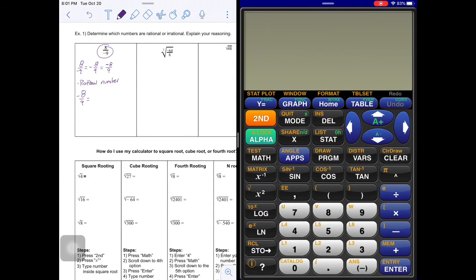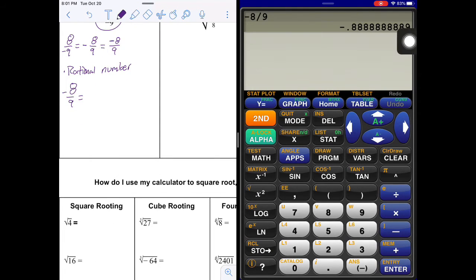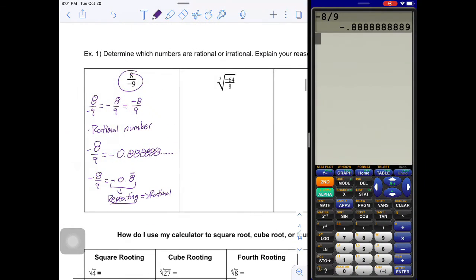0.8 repeating. So negative 8 divided by 9, okay, and again, your calculator tries to round it. It's not going to actually happen. This is just going to be 0.888888888 forever and ever and ever. And we can simply represent that with a bar. So negative 0.8 bar. And remember, since it's repeating and it has a pattern, this is also a way to tell that it is rational. Okay? So this thing is rational.